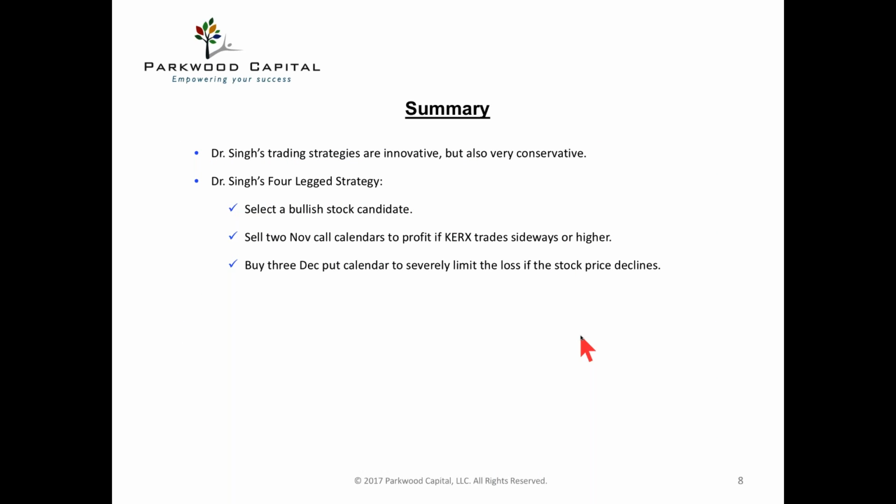So in summary, what you have in this particular example of a four-legged strategy is how innovative a lot of Dr. Singh's trades are. But also you see that they're very conservative. He set up this trade in such a way, these December put calendars severely limit the loss if the stock price declines, and that's in fact what's happened so far. Yet these call calendars are set to make a lot of money if it trades higher. And this turns out to be pretty typical of Dr. Singh's strategies. There's always a good downside protection.